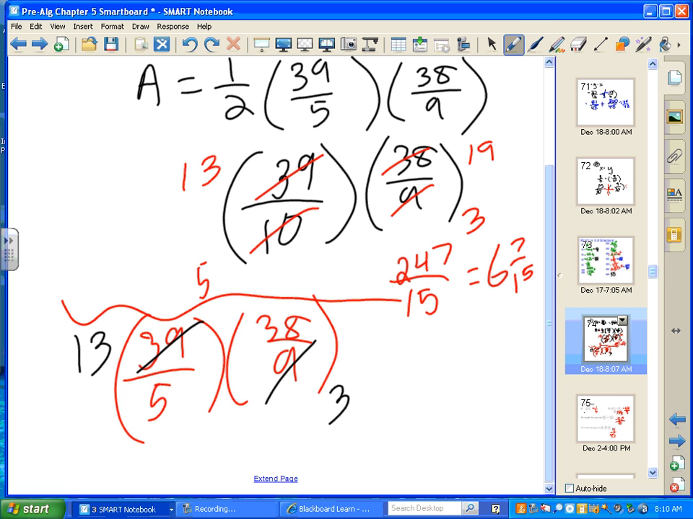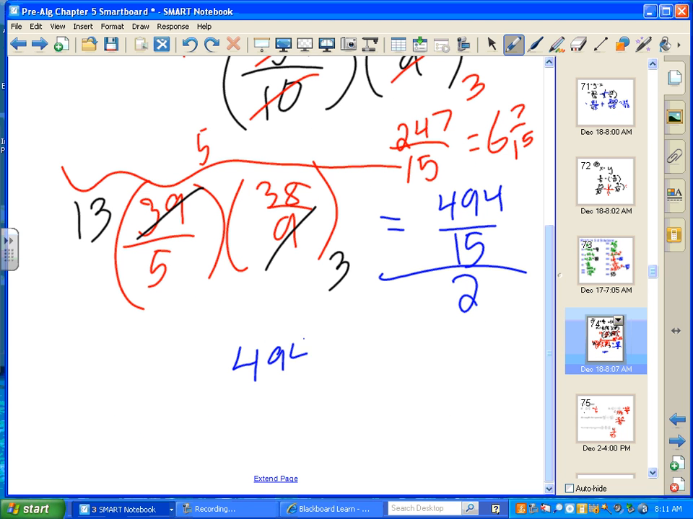Times 1 over 2. Remember, you're dividing by 2. Dividing by 2 is the same thing as multiplying by 1/2. Okay, Annalise, what did you get for this part? Tell me what you got here, because I didn't do it this way. Okay, so then you have to divide all this by 2. Dividing by 2 is the same thing as multiplying by the reciprocal. Keep, change, flip. So you can now cross simplify here. So you still get 247 over 15.